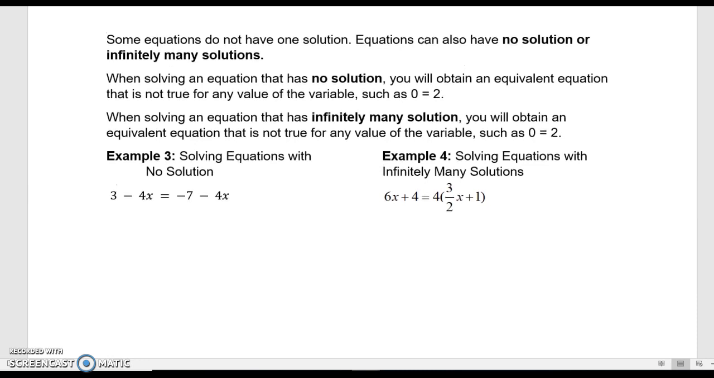So in the second half of our lesson today, we're going to talk about equations that don't have one solution. So these are called no solution or infinitely many solutions. So let's talk about both of those.